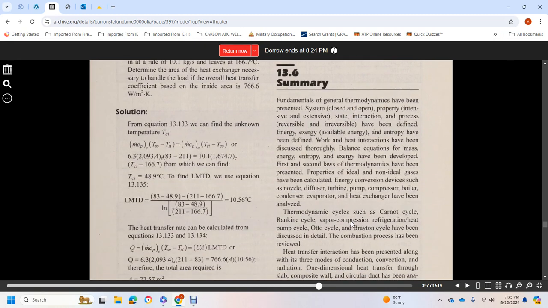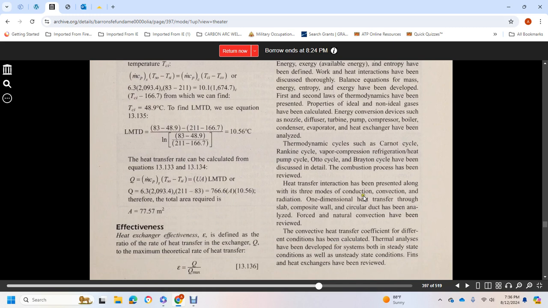Fundamentals of general thermodynamics have been presented. Systems, closed and open, properties, intensive and extensive, state, interaction, and process, reversible or irreversible, have been defined. Energy, exergy, available energy, and entropy have been defined, and work and heat interactions have been discussed. Balance equations for mass, entropy, energy, and exergy have been developed. The first and second laws of thermodynamics have been presented. Properties of ideal and non-ideal gases have been calculated. Energy conversion devices such as nozzle, diffuser, turbine, pump, compressor, boiler, condenser, evaporator, and heat exchanger have been analyzed.